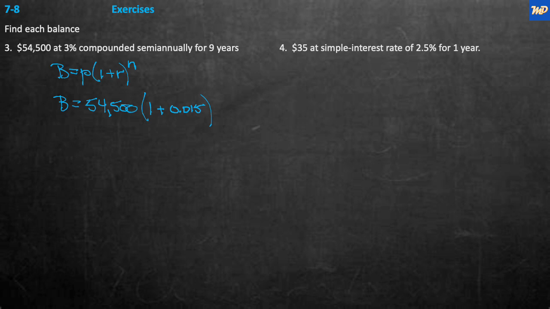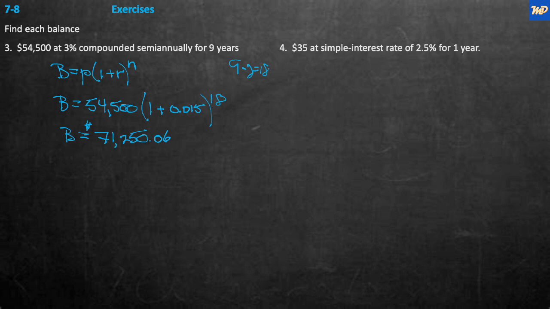And raised to how many? 9 years. But is it 9 years? It's 9 times the payment periods, which is 2. So 9 times 2 is equal to 18. So it's to the 18th power. And we're going to get this solved here. Okay, if we run that through the calculator, B is equal to 71,250.06. I would say dollars over here.